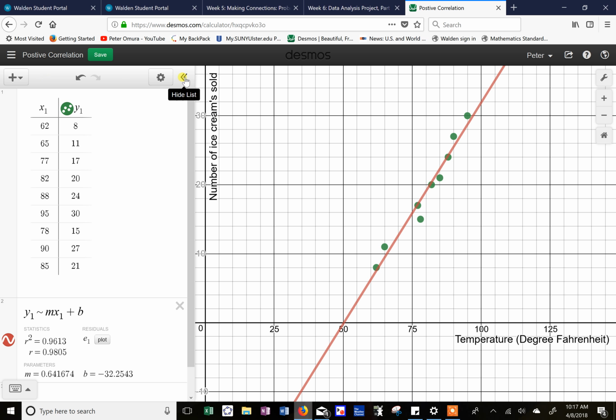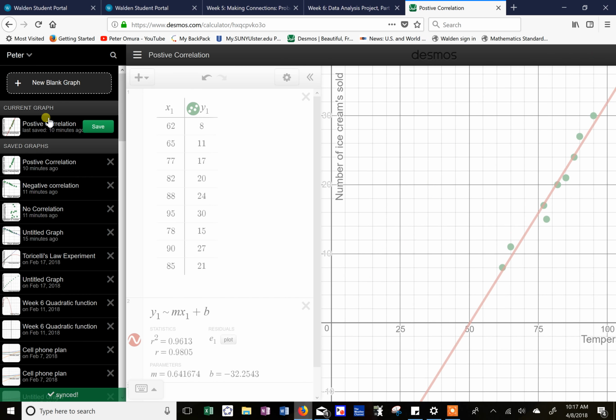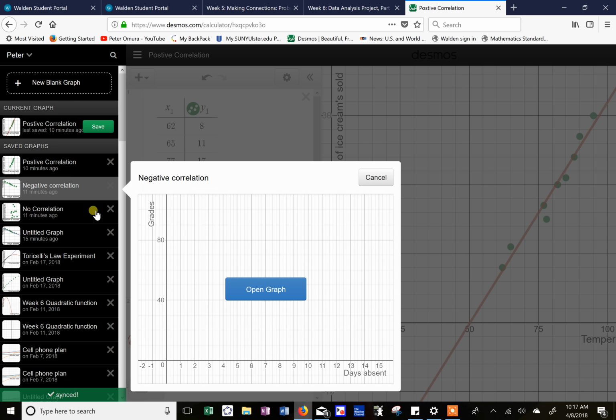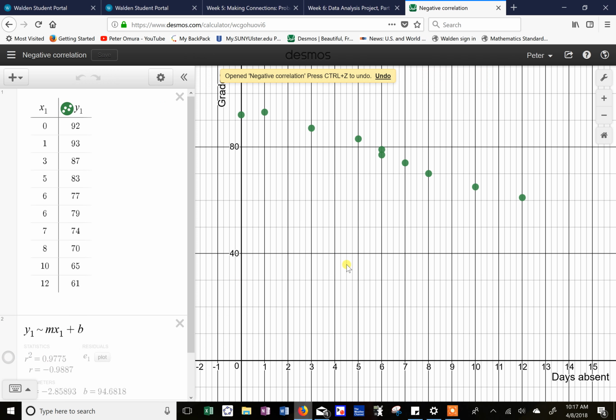All right, so let's say we're going to look at something else. We're going to look at a negative correlation. And once again, I'm going to tell you what this is. This is a little bit ominous. The number of days absent is going to be my x value, and grades are going to be my y value. Now, you could be very, very smart and miss a bunch of school and still do pretty well.